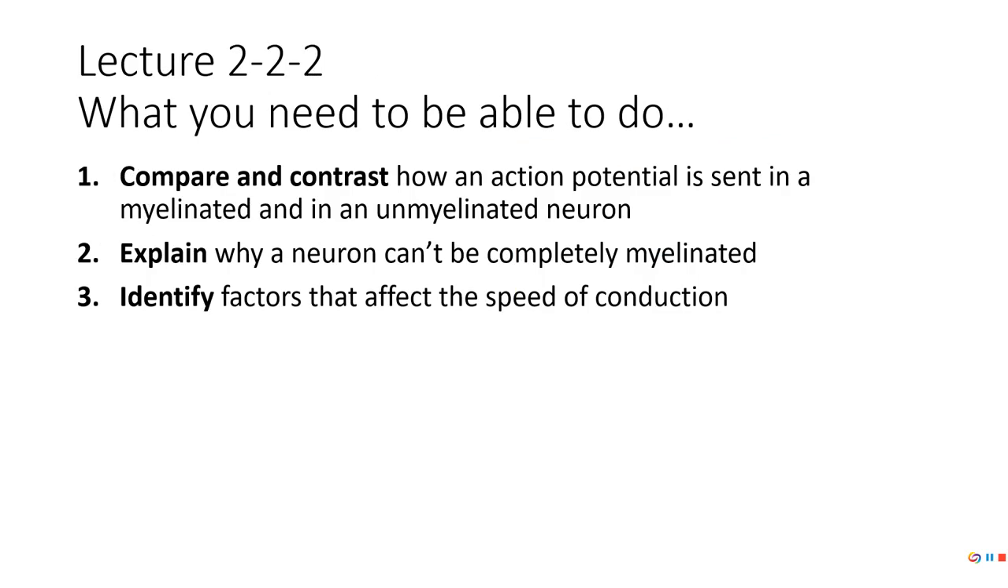So having said all of that, are you able to answer the following 3 questions? Can you compare and contrast how an action potential is sent in a myelinated versus an unmyelinated neuron? Can you explain why a neuron can't be completely myelinated? And can you identify different factors that affect the speed of conduction?